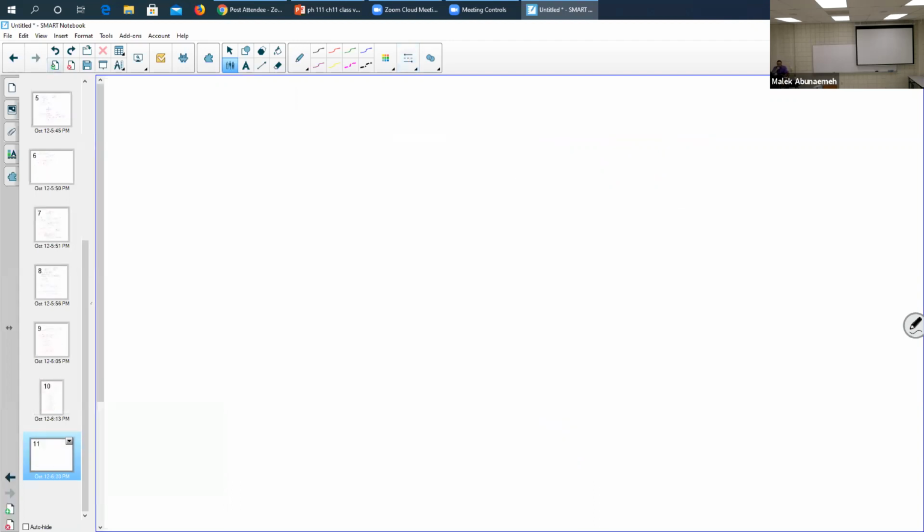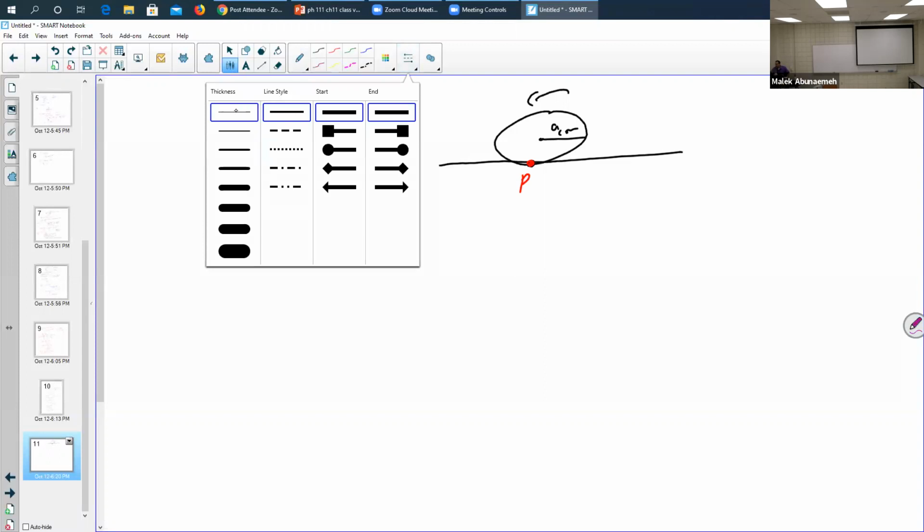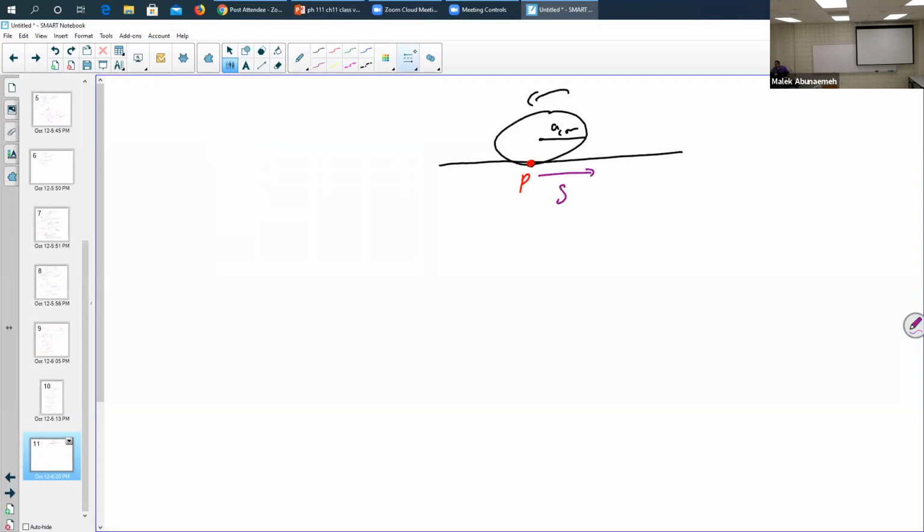Now, let's say you have a wheel going down. Here's the floor over here. That's better. So it's rolling down this way, right? And you get the acceleration of the center of mass, and you get a point B, that's your point B. And because it's rolling that way, that means your friction force is going this way.